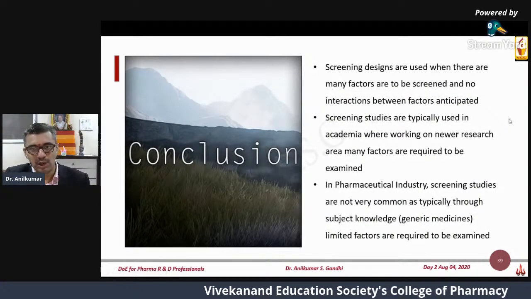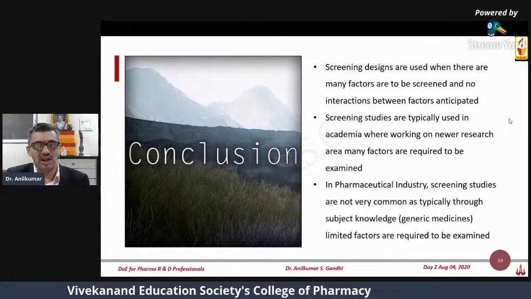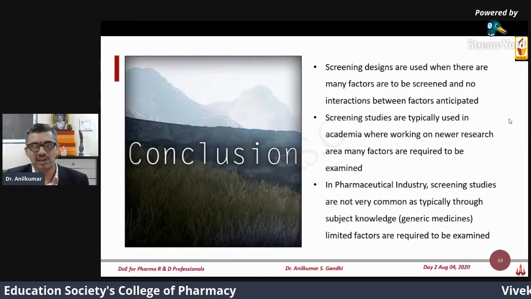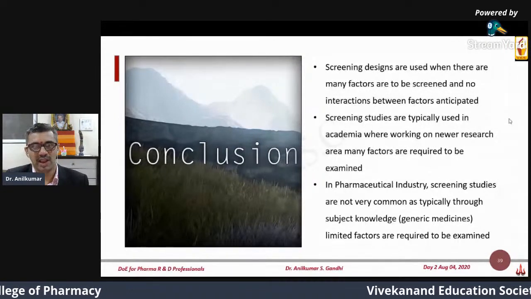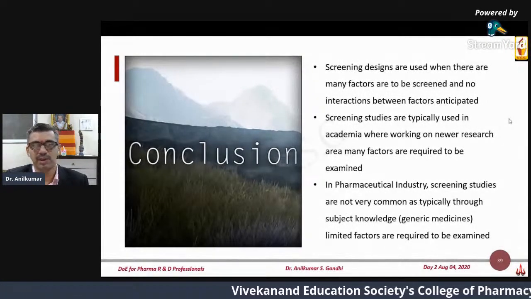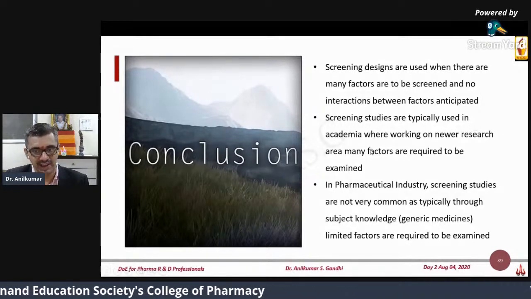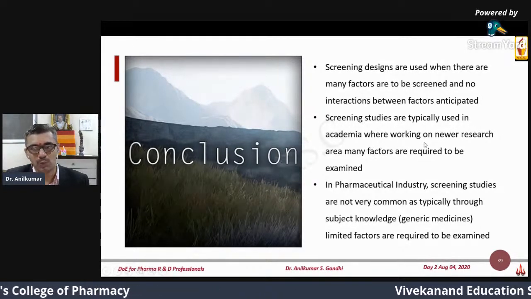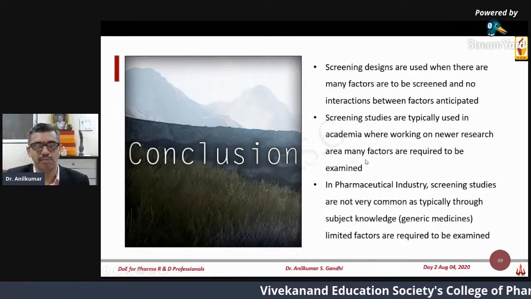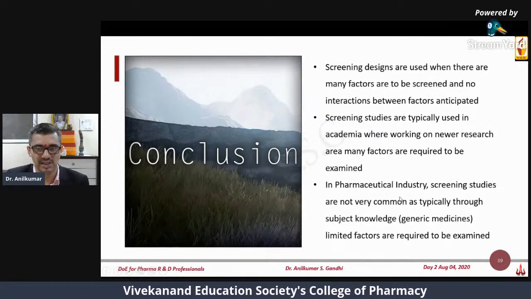So to conclude, basically screening designs are used when there are many factors which are to be screened and no interaction is anticipated between the factors. Screening designs are typically used in academia, as I was saying, where they're working on newer research areas and many unknown factors are to be examined.